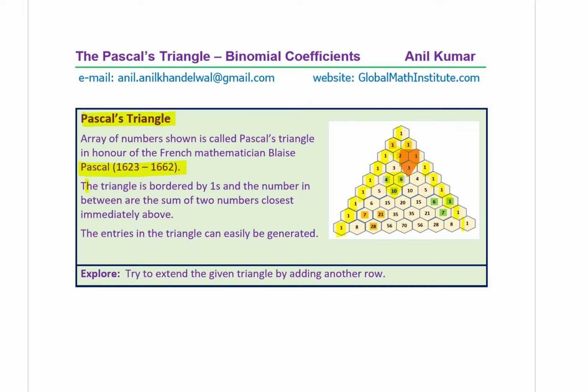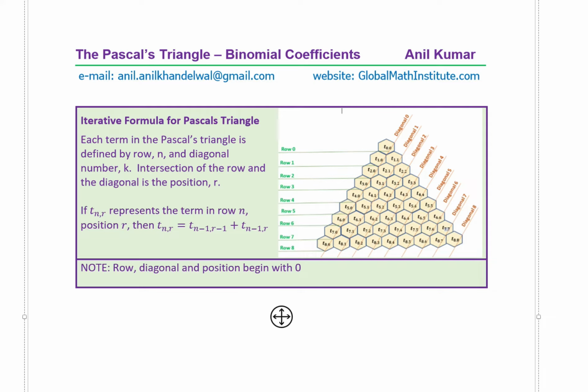As described, the triangle is bordered by ones and the numbers in between are the sum of the two numbers closest immediately above. So the entries in the triangle can easily be generated as we have shown. Now, we have already filled in up to this row where you see the numbers 1, 8, 28, 56, 70, and so on. Understanding this particular rule, I would like you to explore and try to extend the given triangle by adding another row. So let's move on and see what exactly this triangle is.